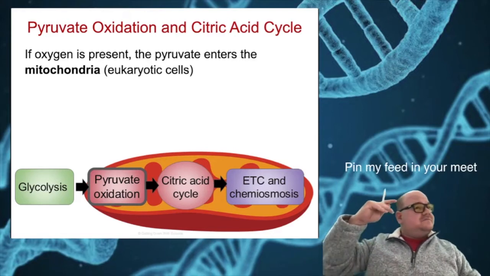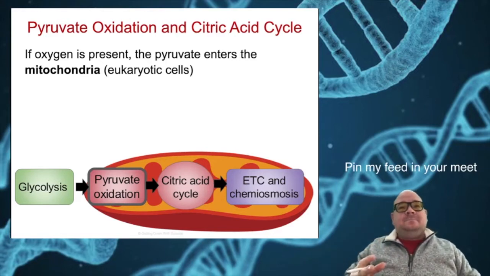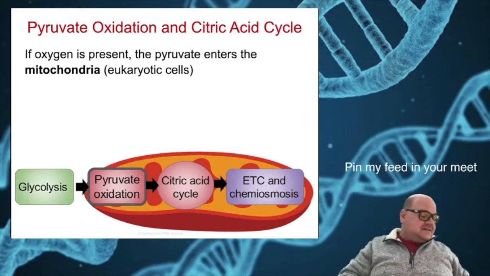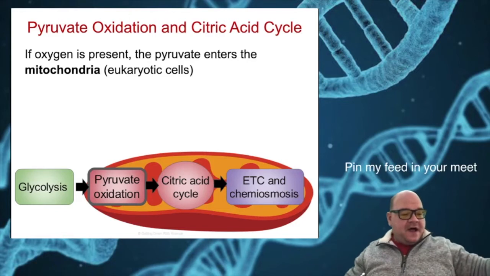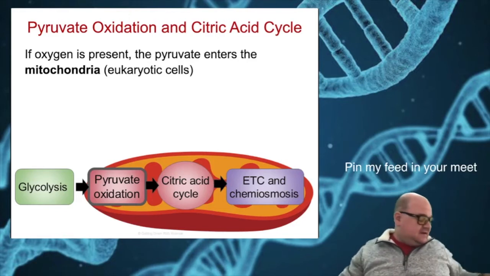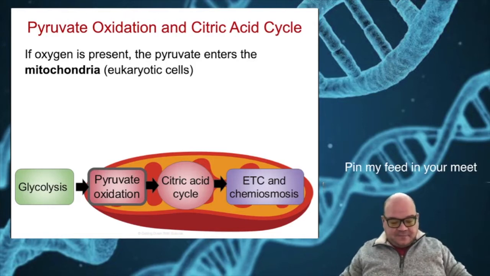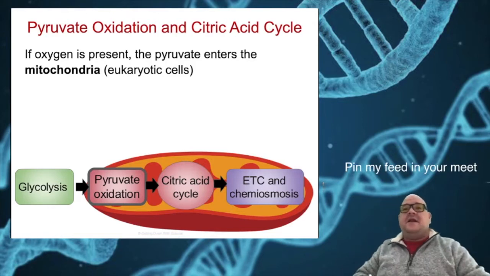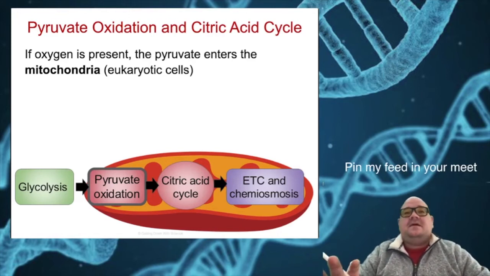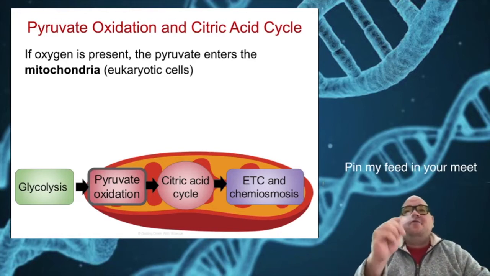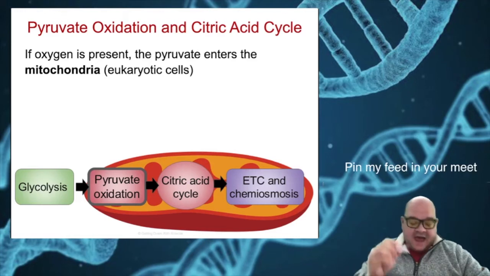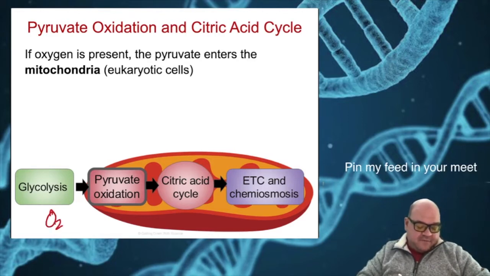So if you're suffocating, you can use glycolysis and fermentation for a little while, but that's usually not enough to keep up with the needs of your brain and your important biological, metabolic functions. So just know that pyruvate can't enter without oxygen. So oxygen has to be present. So O2 is very important here.